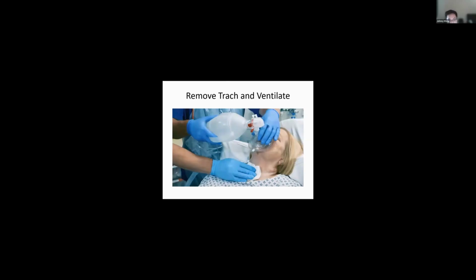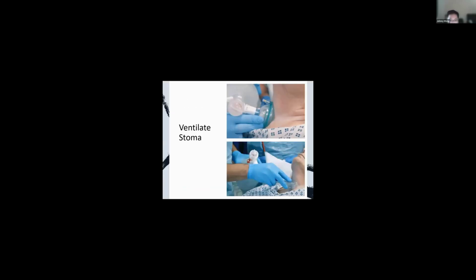Once you remove it, you still have to ventilate them, so you start bagging them, usually by the mouth as well as through the stoma. You do really want to do this simultaneously because you don't really know where they're able to ventilate and get through. For the mouth, same as usual, you use your BVM. To ventilate the stoma, you could use a pediatric cuff and put it over the stoma, or you could use an LMA, same thing. You just put it over the stoma and you apply pressure.